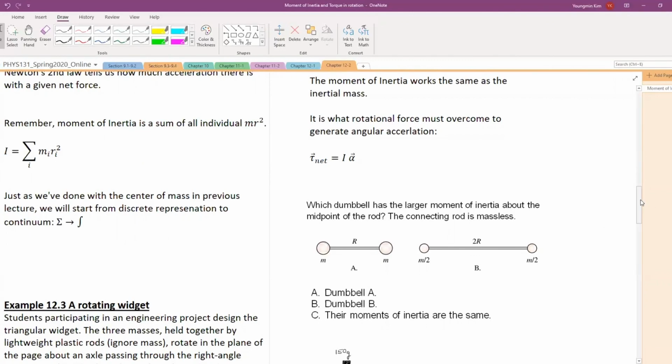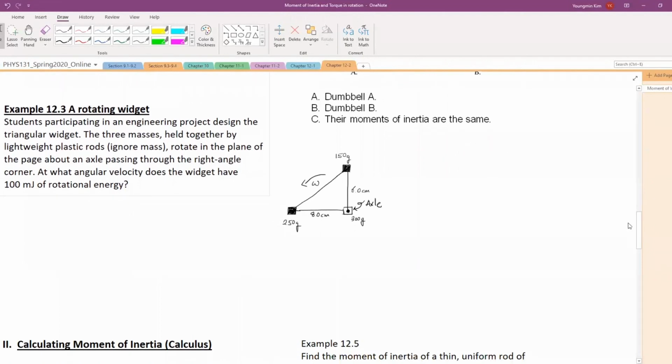Now let's solidify further with this example. Again, we're going to start with the discrete examples, meaning using the sigma rather than the integral. Example 12.3, a rotating widget. Students participating in an engineering project design the triangular widget. The three masses are held together by lightweight plastic rods, ignore their mass, rotating in the plane of the page about an axle passing through the right angle corner.